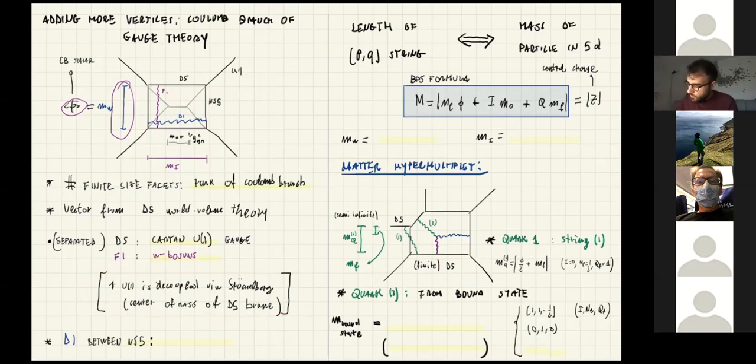Moreover, we can have D1 branes stretching between NS5. So what are these D1 branes stretching between NS5? Well, these D1 branes are just instantons.